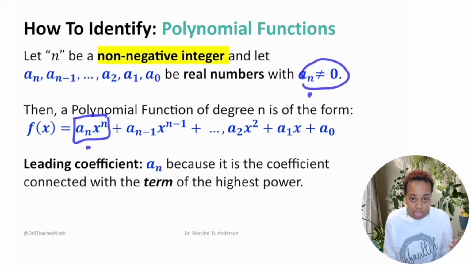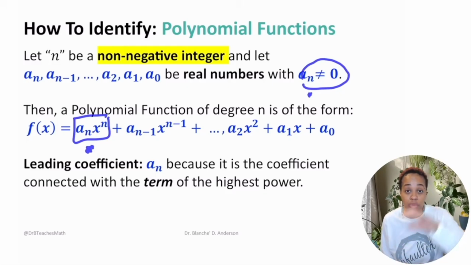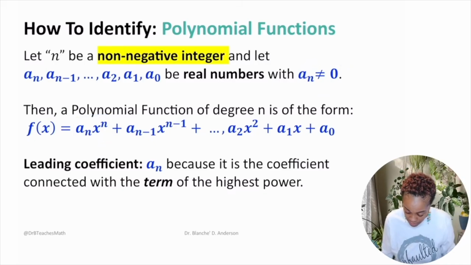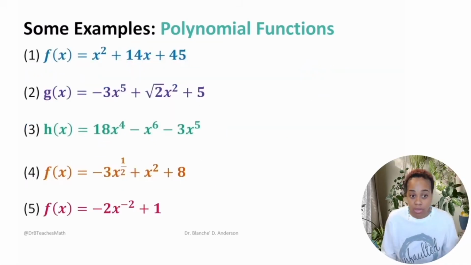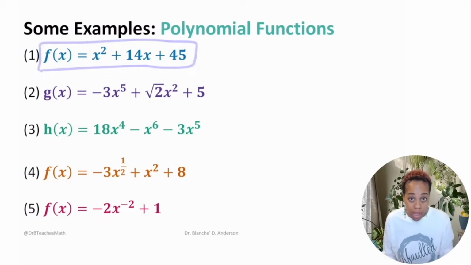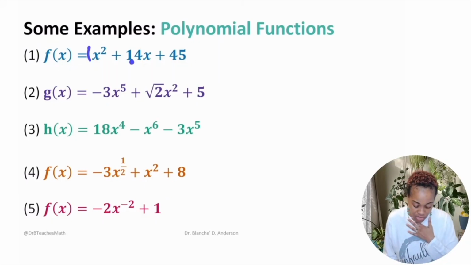The leading term is at the beginning, and the leading term is attached to the variable with the highest power, the largest exponent, okay? So let's look at this first one. Or let's look at all of these, really, and we're just going to go through them. So x squared plus 14x plus 45. This is a polynomial function. Why? Because each coefficient that's attached to the variable is a real number, and the exponents on the variables are non-negative. Okay, you don't have any fractional, you don't have like 1/2 or anything like that up there. So this makes it a polynomial function, okay?